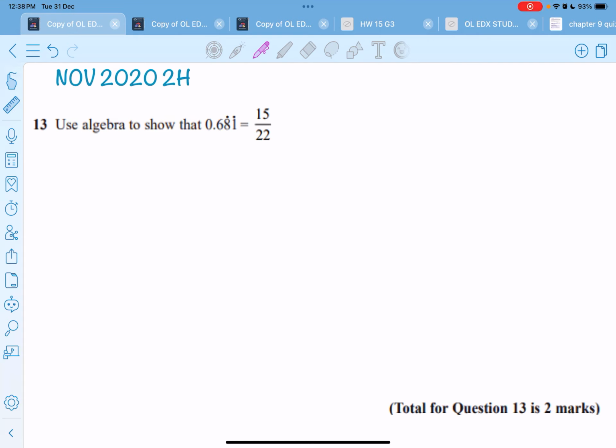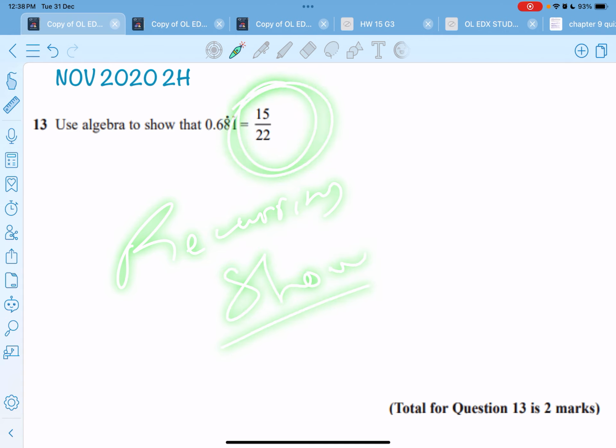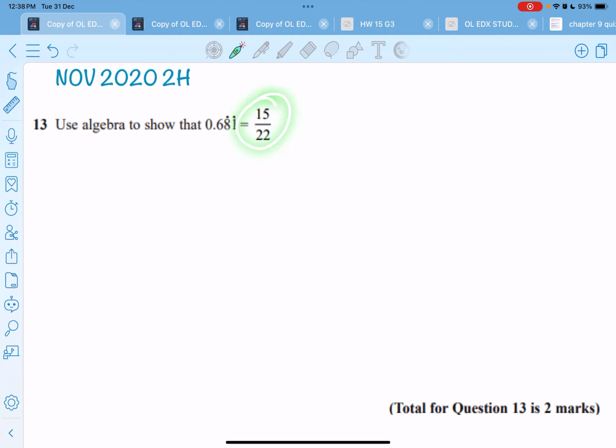Here in question 13, we need to use algebra to show that 0.681 with dots equals 15/22. Mostly these questions about recurring decimals are about showing the steps to get this result. So you must write this result at the end of your steps. This must be seen.